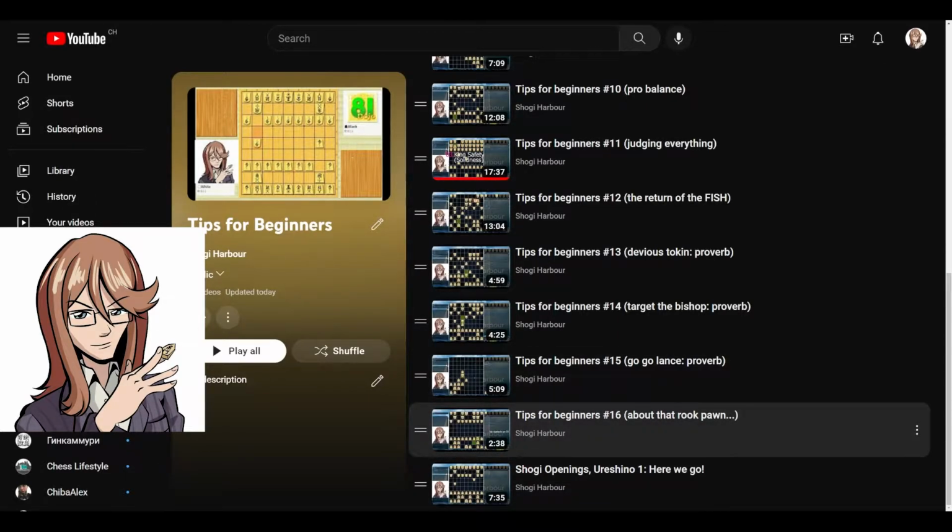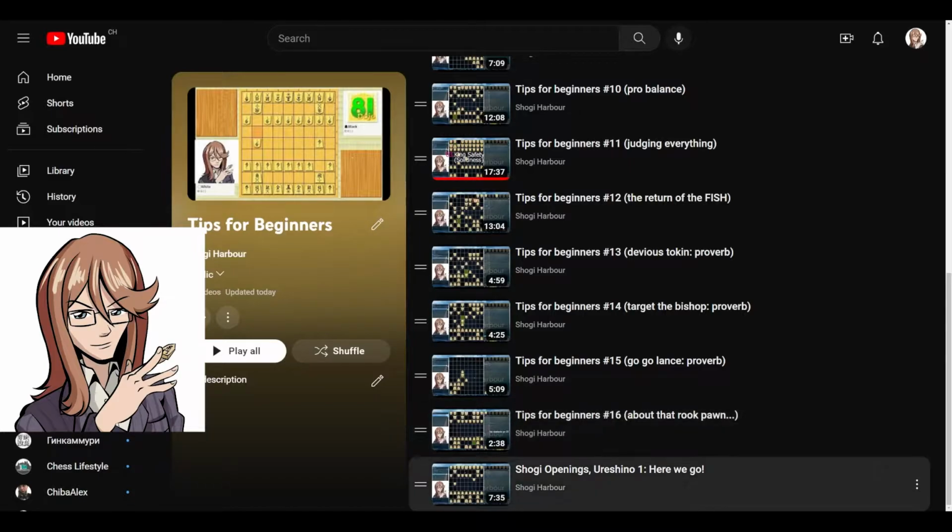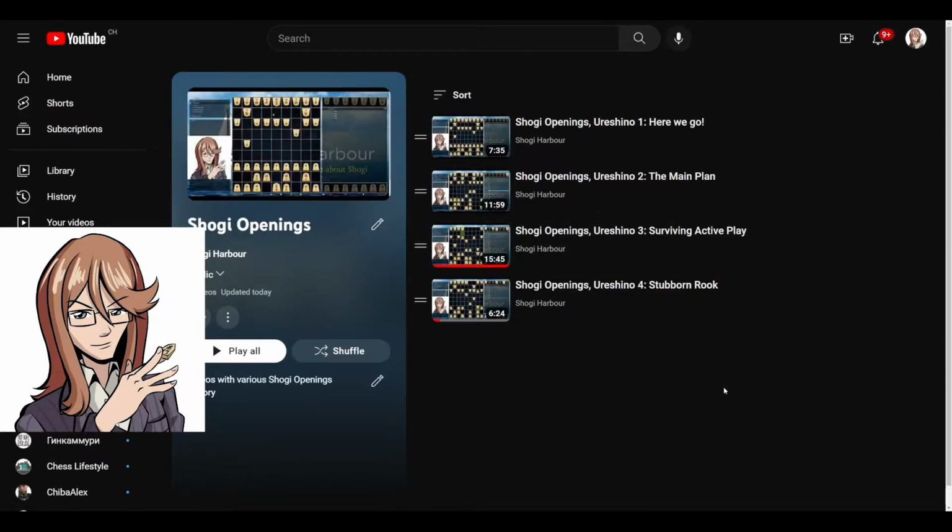And the way it's gonna work is that I will continue making tips for beginners about the general theory, like middle game, and sometimes putting shogi openings number 1, and you guys will be introduced to a shogi opening as a beginner. But if you will be interested in watching video 2, 3, 4, and so on, you will have to go to the playlist called Shogi Openings. So this will be the other playlist.